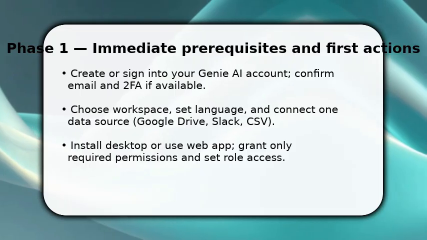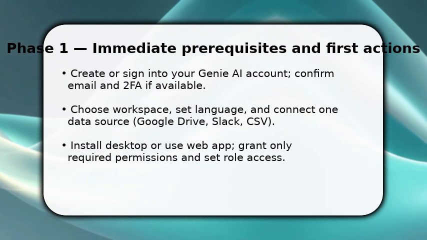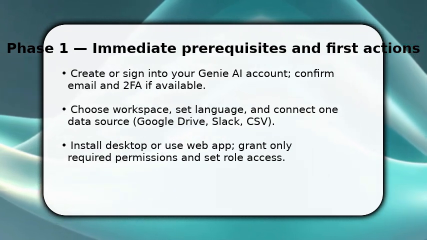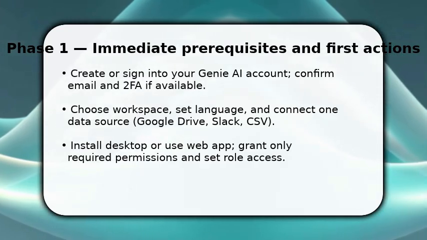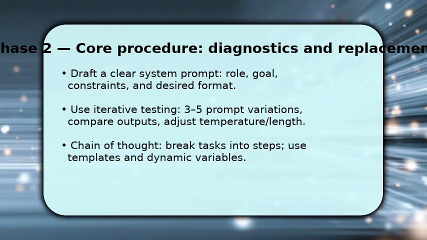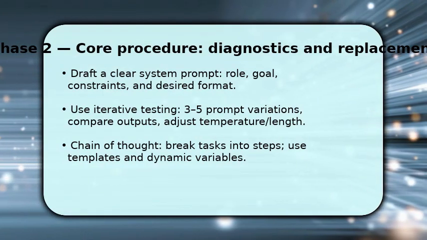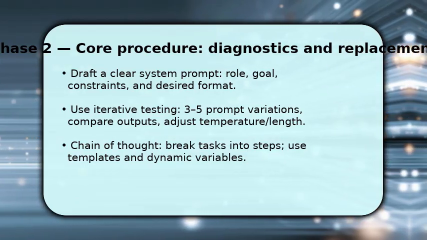Once done, install the desktop client or open the web app. Grant only necessary permissions, and set role access levels so collaboration starts cleanly. Now you move into the complex middle, building and refining prompts so Genie AI returns reliable results. Start with a precise system prompt that states role, goal, constraints, and output format that guides behavior.